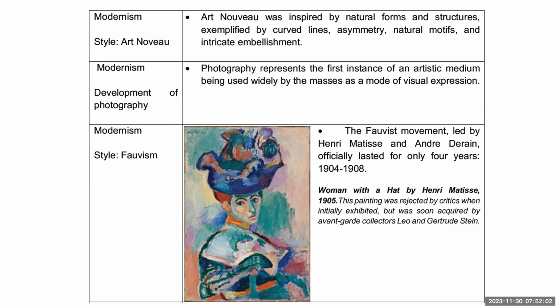Another style is Fauvism. The Fauvist movement, led by Henri Matisse and André Derain, officially lasted for only 4 years, from 1904 to 1908. An example of this is The Woman with a Hat by Henri Matisse in 1905. This painting was rejected by critics when initially exhibited, but was soon acquired by avant-garde collectors Leo and Gertrude Stein.